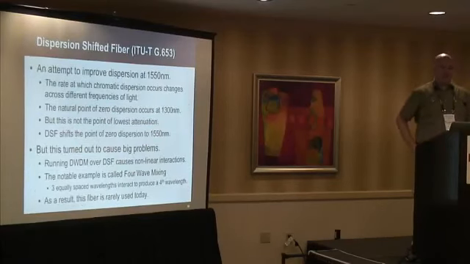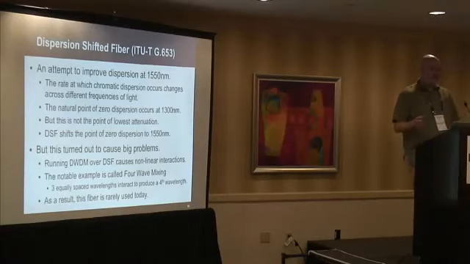Dispersion shifted fiber was an attempt to improve the dispersion at 1550 because that's where the longest reach is capable. What happens is the rate at which chromatic dispersion occurs changes for different frequencies of light. And if you specially engineer the fiber a certain way, you can shift the point where that occurs to be centered around 1550. It turned out this was actually a really bad thing.